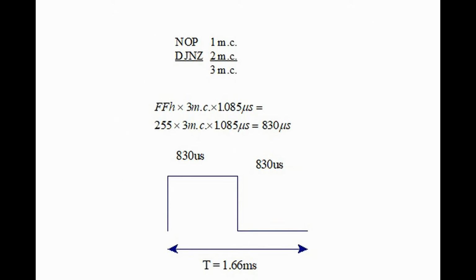Both the high loop and the low loop are the same and consist of no op with 1 machine cycle and decrement and jump if not equal to 0, 2 machine cycles, for a total of 3 machine cycles. To calculate the time high or the time low, we say FF in hexadecimal times 3 machine cycles times 1.085 microseconds. In other words, 255 times 3 machine cycles times 1.085 microseconds equals 830 microseconds. 830 microseconds high, 830 microseconds low.